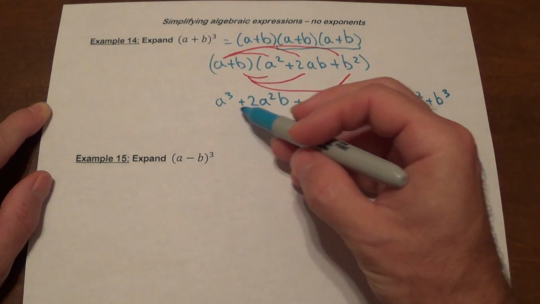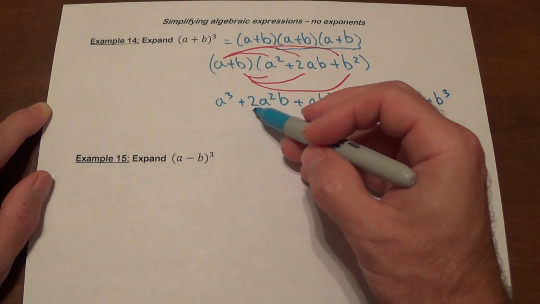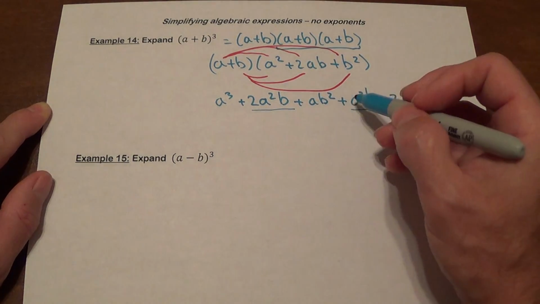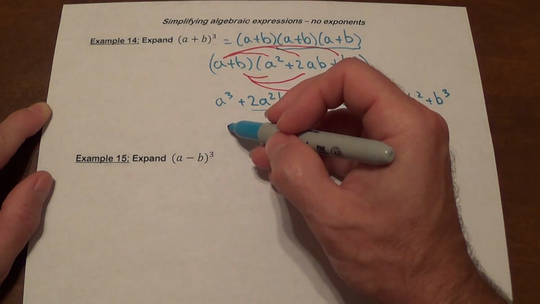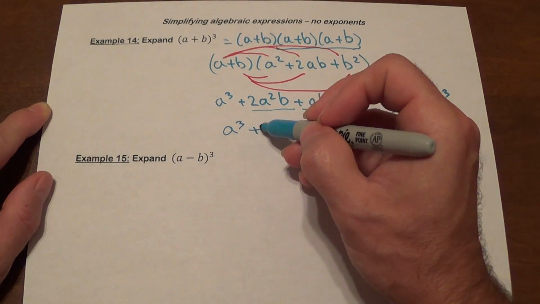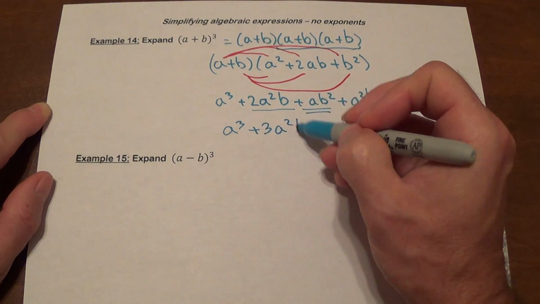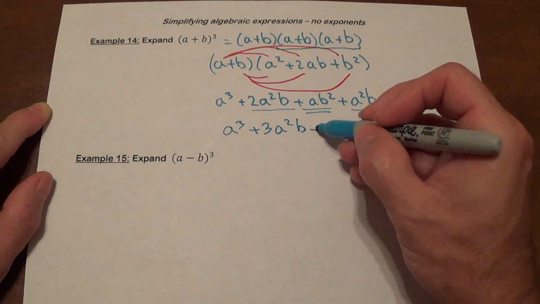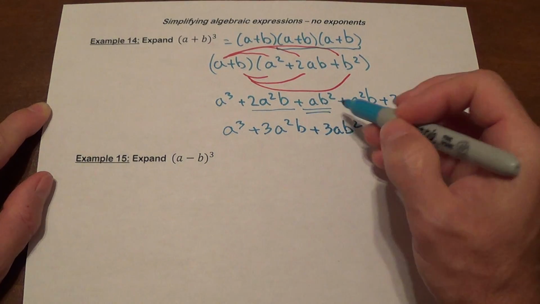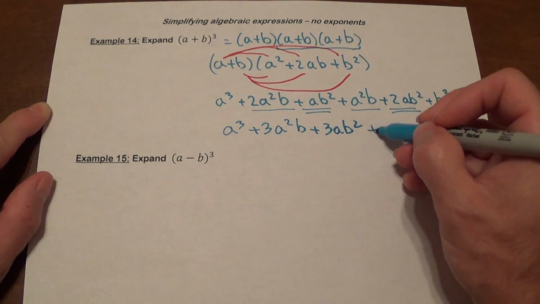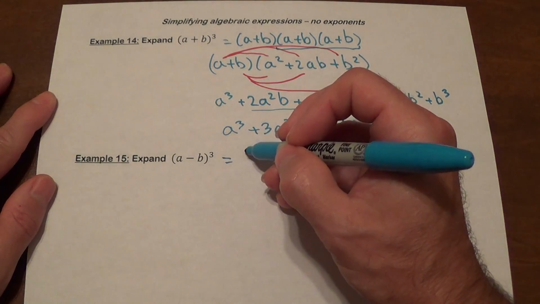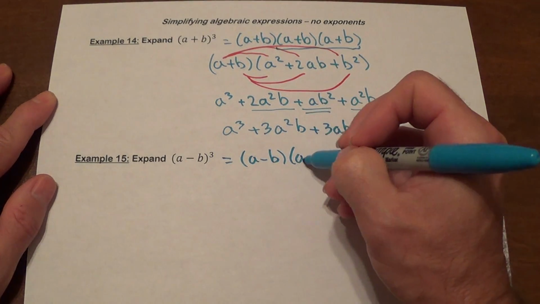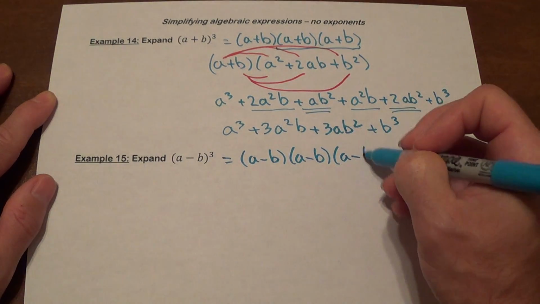Let's take a look. A cubed, nothing else like that here. 2a squared b and a squared b, and ab squared and 2ab squared, are like terms. We're getting a cubed plus 3a squared b, 2 plus 1, plus 3ab squared, 1 plus 2, and plus b cubed. I think you have an idea what you do with the next problem, how to at least set it up. This is a minus b times a minus b times a minus b.